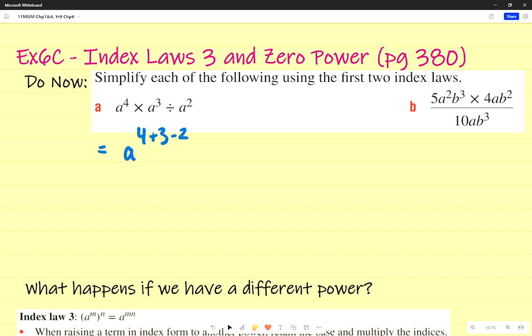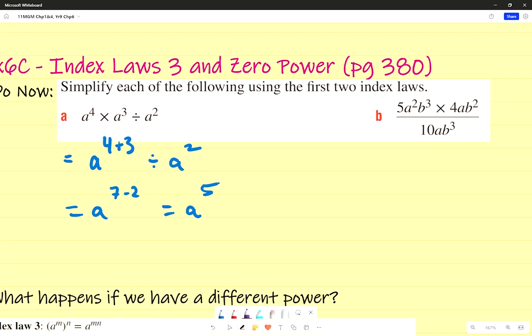So 4 plus 3 minus 2. I'm skipping ahead, but if I really wanted to, I could write out the full steps: a to the power 4 plus 3, which we know is 7, minus the 2, gives us a to the power of 5. By the end of this topic, I'm hoping that you can just look at this and go, alright, a to the power 4 plus 3 minus 2, 5, done. That's it, you don't need to do anything else. Let's do the second question.